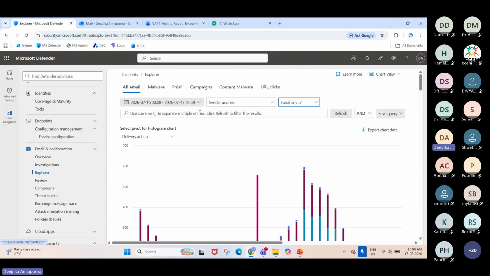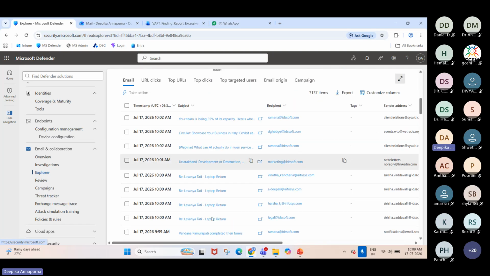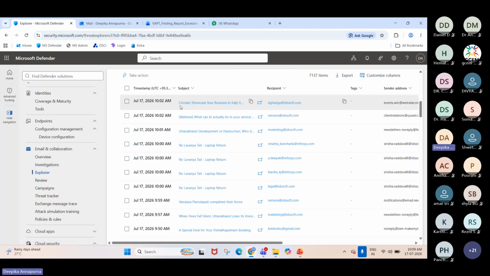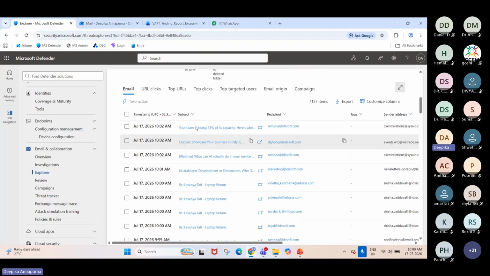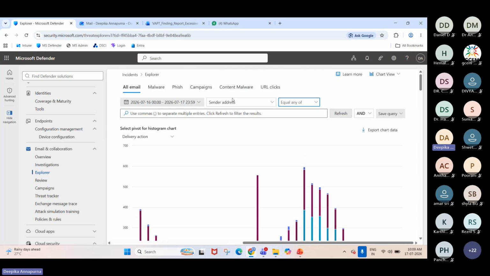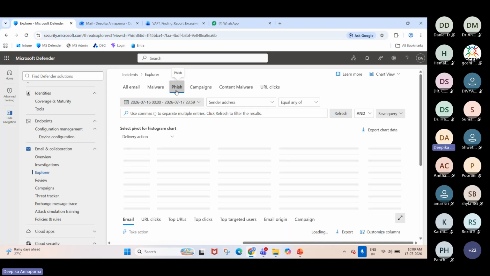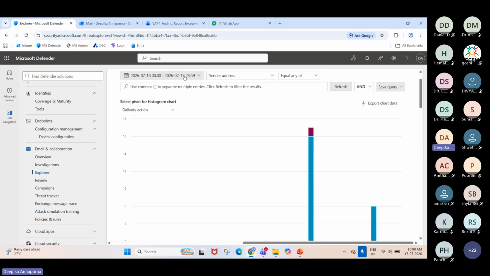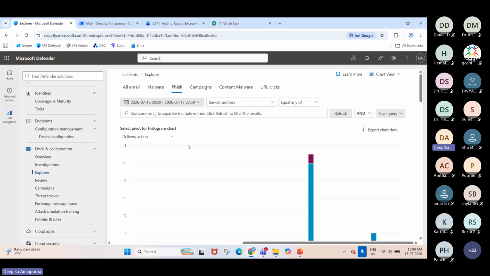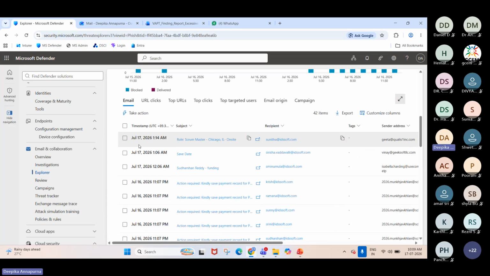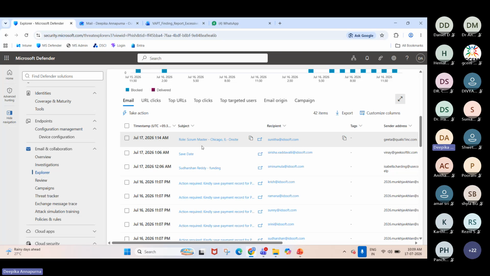As of now, I'm not sending any query. I'm just showing you the list which contains all the emails. So these are all the emails which are received. Okay, let's go to the phishing emails. Whenever Microsoft Defender detects that a phishing attack is happening, it will move the email to quarantine. It will not be delivered to the inbox of the user or the employee.